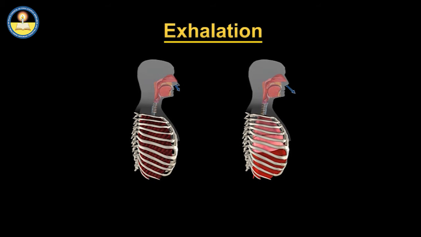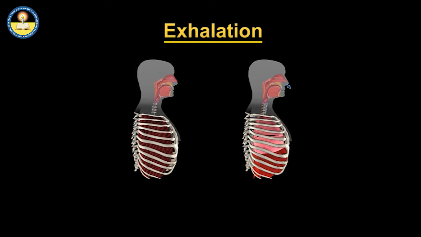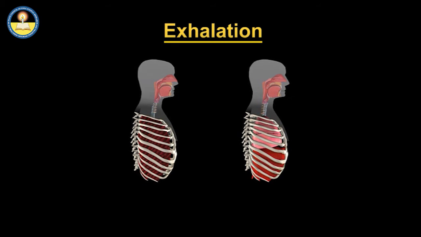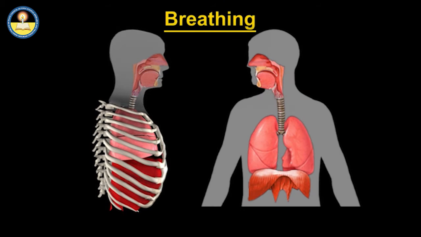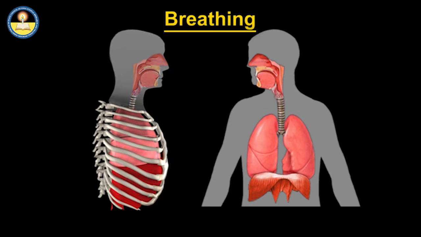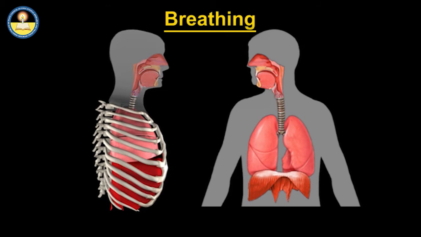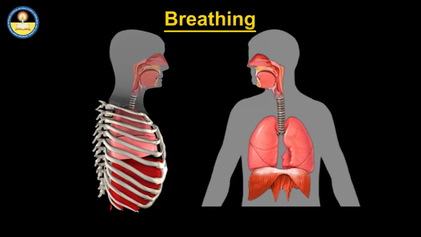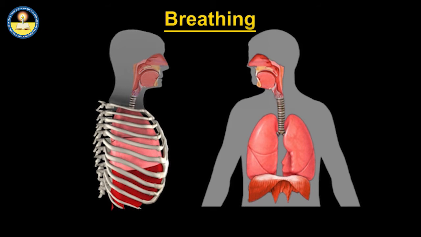The diaphragm and the ribs, with the muscles present between the ribs, work together to help you breathe. The goal of breathing is to deliver oxygen to the body and to take away carbon dioxide. Thus, breathing consists of two processes: inhalation and exhalation.